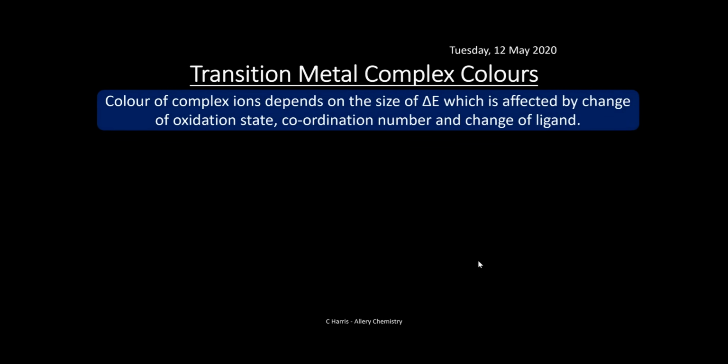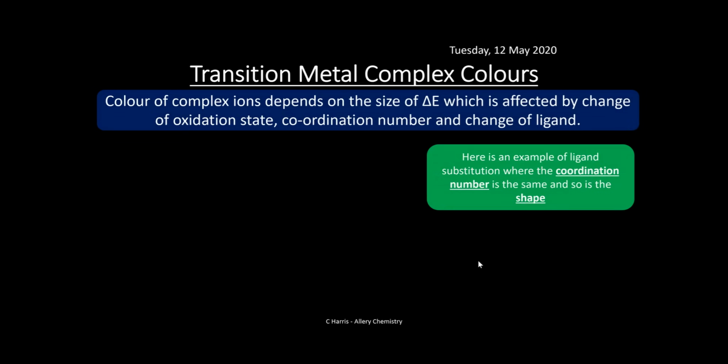Okay, so the colour of complex ions depends on the size of delta E, which is affected by the change of oxidation state, coordination number, and the change in ligands. Remember, we looked at the delta E part about colour.